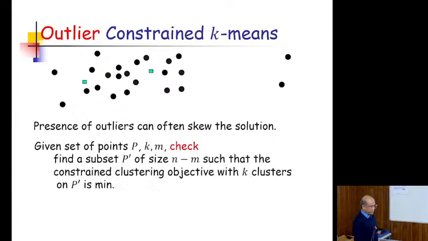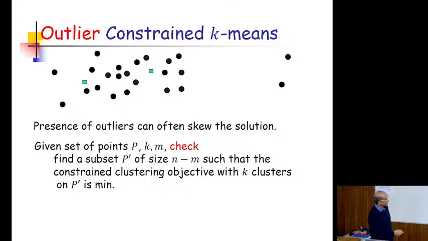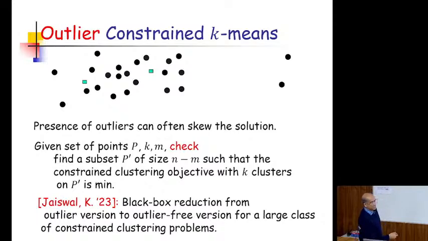So now I want to solve a slightly more general problem where you're given a set of points P and k, and m is an additional parameter. m says that I know that there are m outliers in my input, and I want to remove m points and solve the clustering problem on the remaining n minus m points. So I want to find a subset of size n minus m such that solving the constrained clustering problem on that subset, the objective is minimized. And I am treating both k and m as parameters.